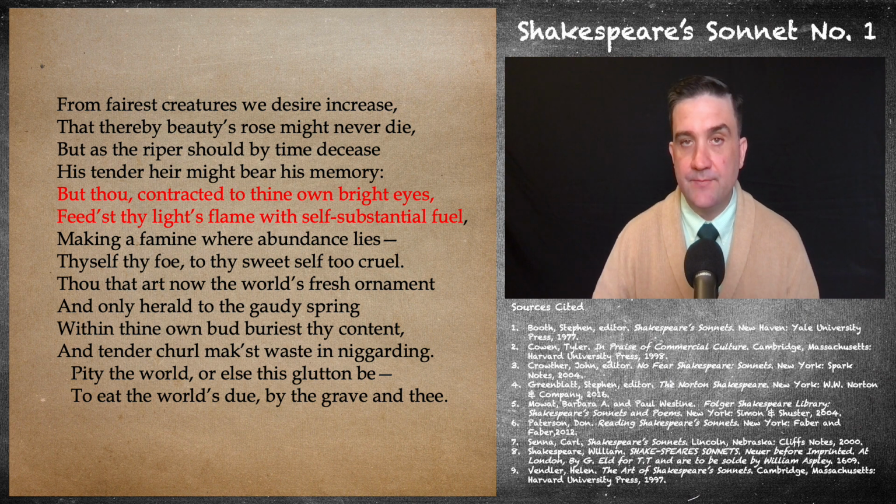Here, contracted can mean, as we discussed previously, that the young man is contracted to his own bright eyes. That is, he is legally bound to his own bright eyes. He's, in other words, obsessed with his own bright eyes. But this word we're discussing, contract, can mean something else if you place the stress on it differently, if the word becomes contract rather than contract. To contract means to be made smaller in size, scope, or range. So here, the young man, according to the speaker, is being made smaller in size by not reproducing. The young man is growing smaller like a burning candle, burning out on his own self-substantial fuel.